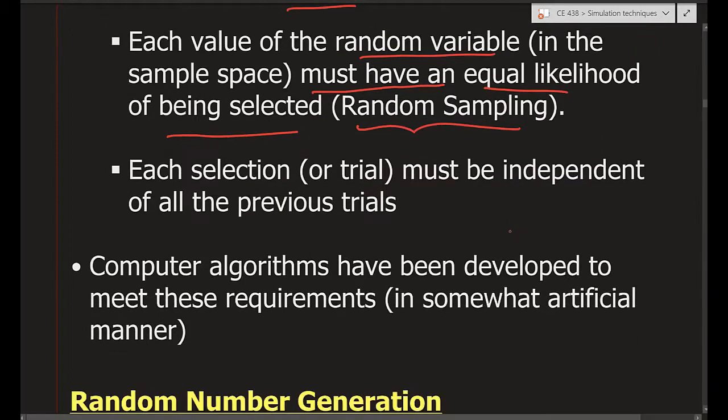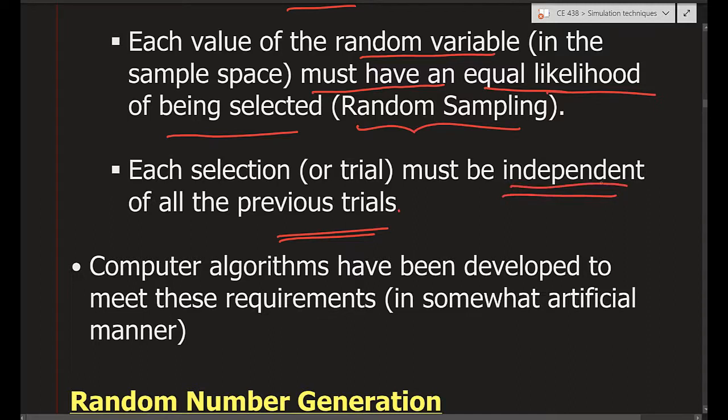The second criterion is that each selection or trial must be independent of the previous trial, and that we were saying earlier, that is, if I have selected one, the next is independent. So all trials are independent, there is no correlation in selecting the numbers. So two criteria: first is equal likelihood and the second is independence.